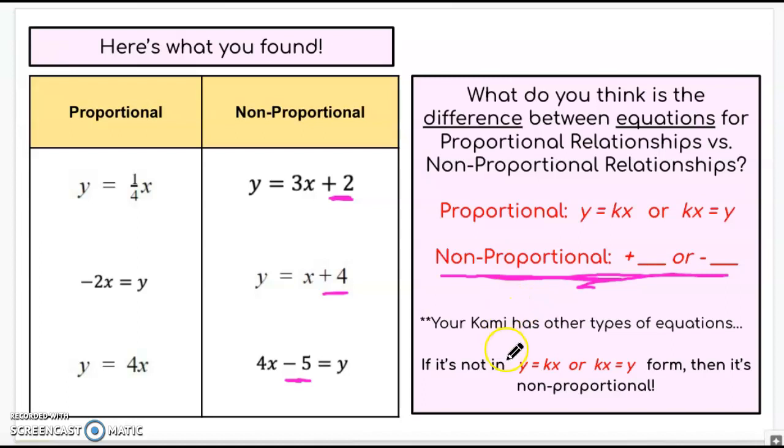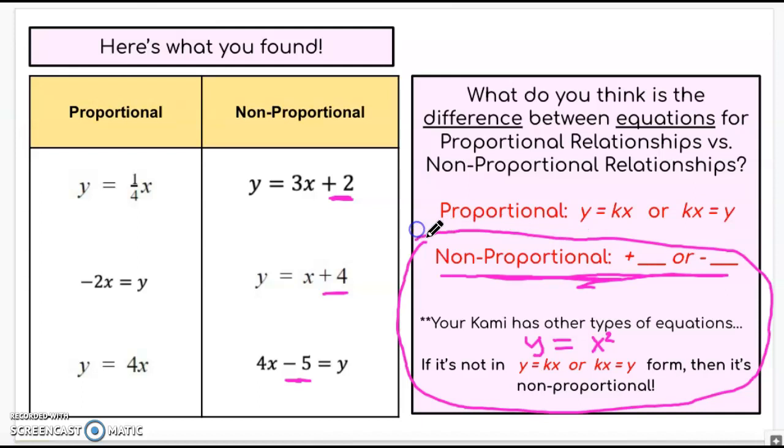Your Kami has different types. It has, I'm going to tell you right now, something like y equals x squared. Ooh, fancy. It's not proportional. It doesn't follow y equals kx. That squared is different. So it has to be perfectly y equals kx. Otherwise, it's not going to happen for you. That's non-proportional. If it's not in this form, it's non-proportional. Take a moment, make sure you write this part. That part is written down for you. You don't need to write the Kami's part.